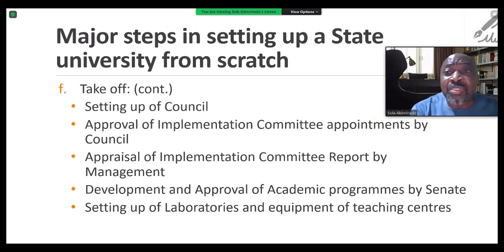Takeoff, there are quite a number of steps there which you have to take into consideration. The setting up of the council, the approval of implementation committee appointments and recommendations by council, because all the things that were done by the implementation committee must be formally approved by the council. Then number 3 is appraisal of the implementation committee report by management, because when the management is appointed, they must go through what had been determined by the implementation committee so that they can flow into the process. Then development and approval of academic programs by Senate. You have an academic brief, quite all right, but you must draw your academic programs from it. Then setting up of laboratory and equipment, teaching centers, because these are things that you will require to teach.